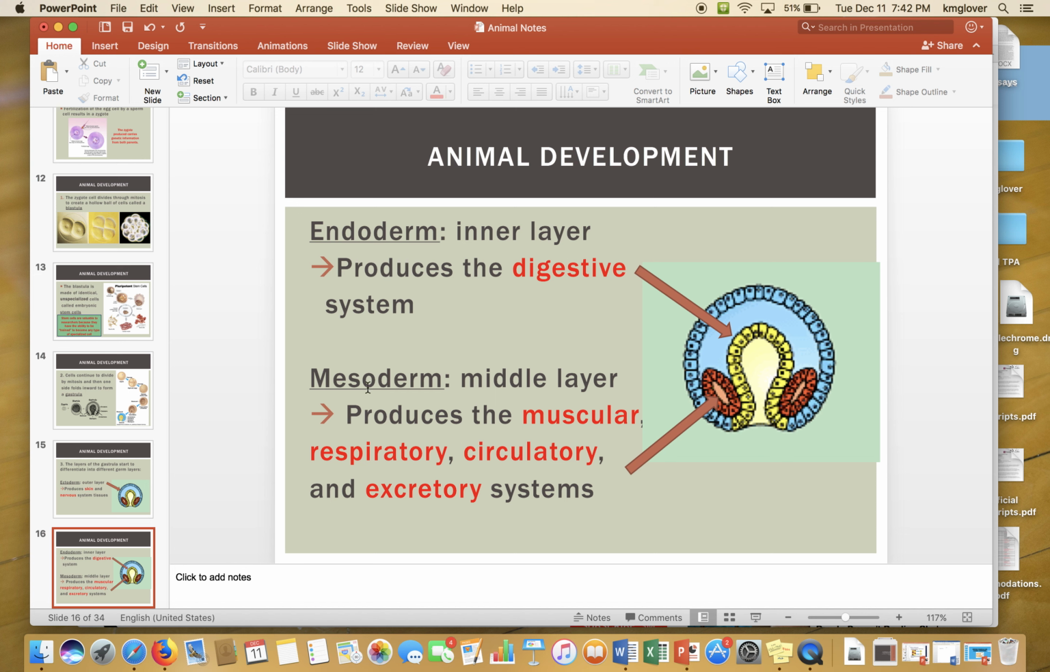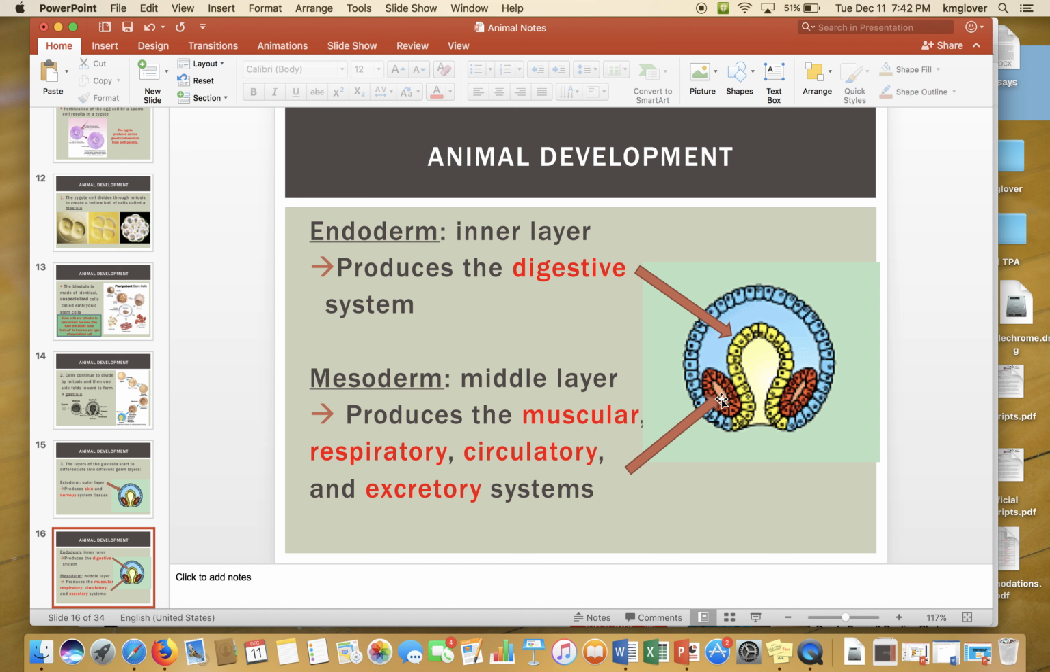And then meso means middle. So this is this middle section. This is everything else. This is your muscular system, your respiratory system, your circulatory system, and your excretory system. Your muscular system, those are your muscles, obviously. Your respiratory system, you know what respiration is.